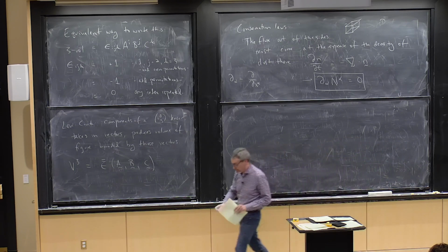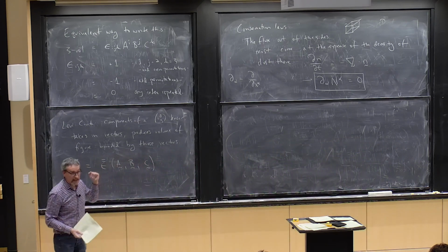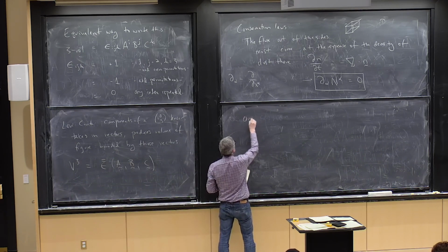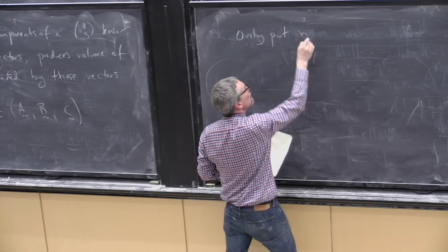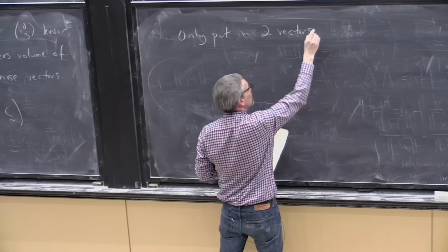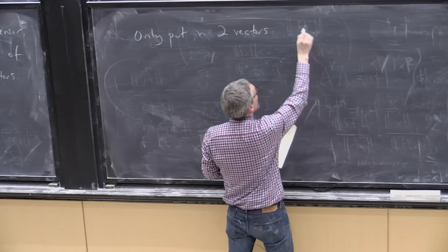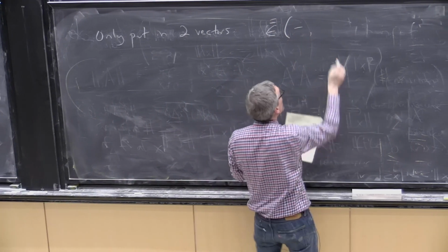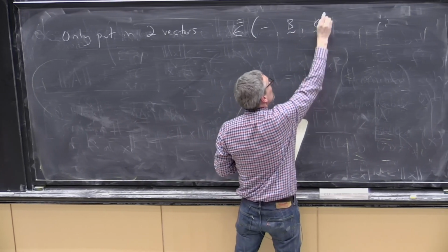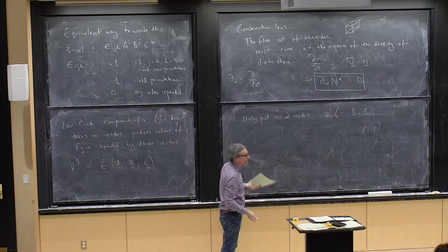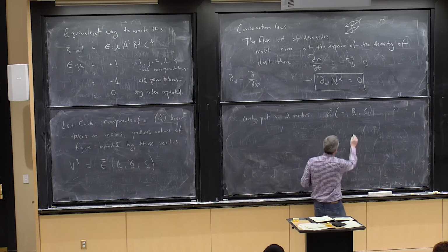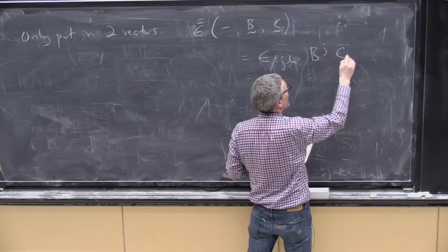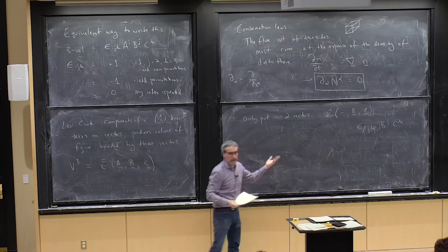In this case, I'm in 3 space, so I fill up all its slots. I get an invariant number in this 3 space. Suppose I only put in 2 vectors. Suppose I leave the first slot blank, and I put in vectors B and C. Writing this out in component form, I know this is epsilon ijk, bj, ck. That's just B cross C, right?